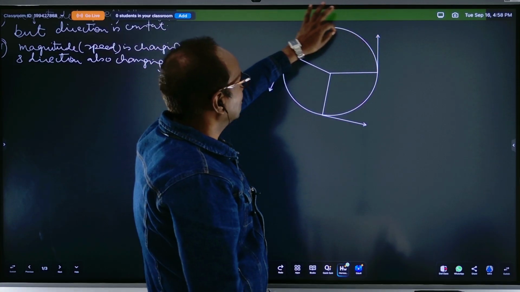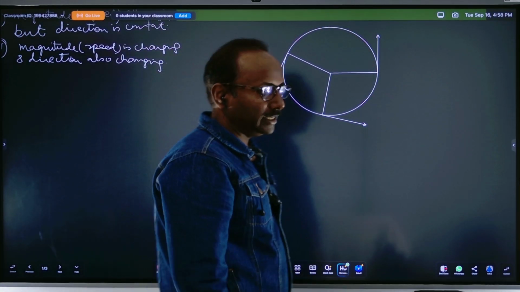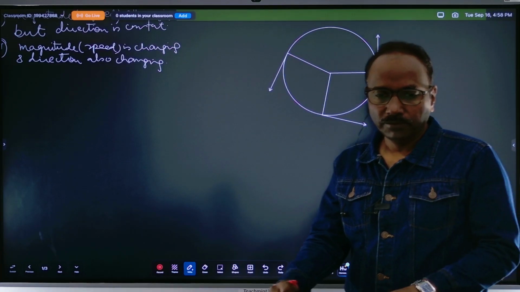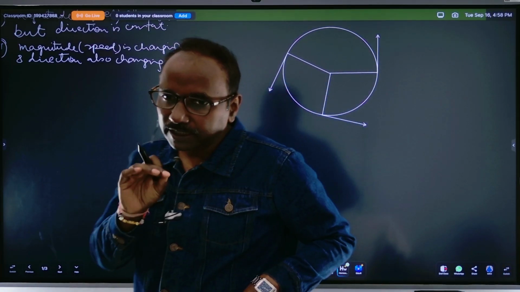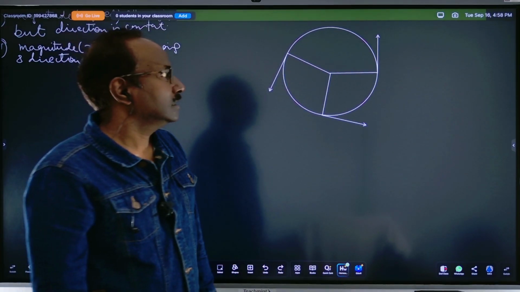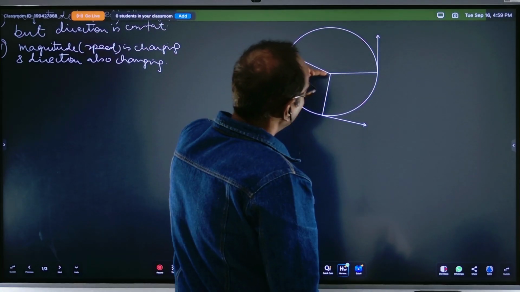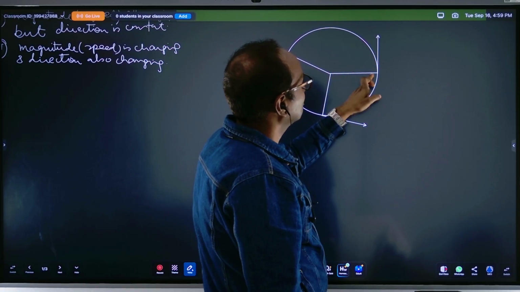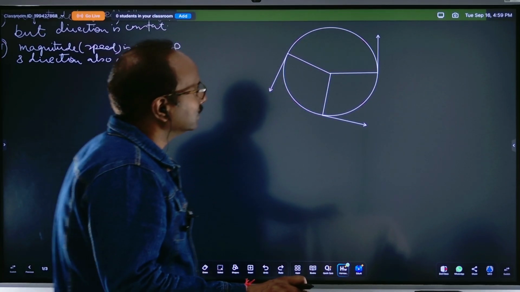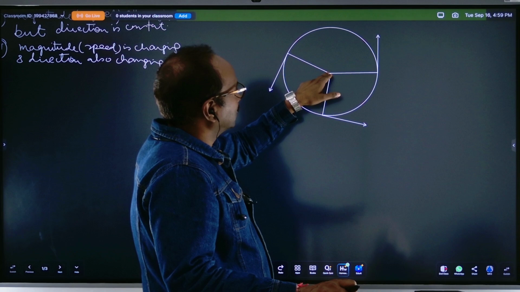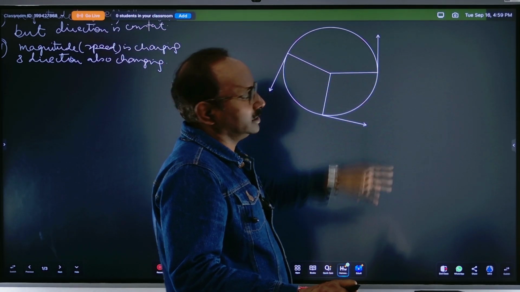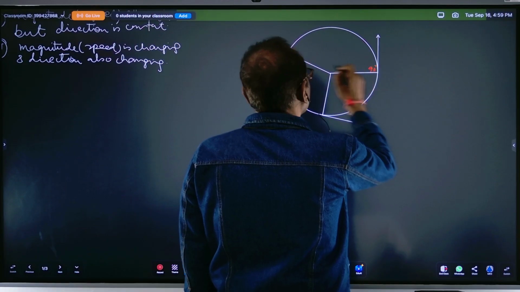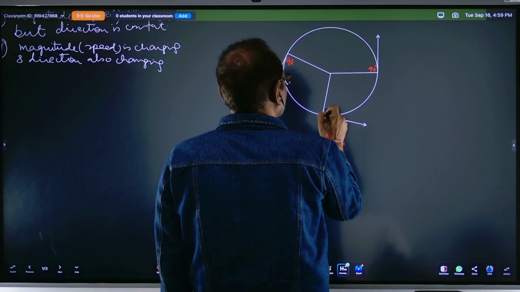So particle moving in this circular path at any point on the circular path, if you want to show the velocity of the particle, means instantaneous velocity at that instant, what you do, you draw a perpendicular to the line which is drawn from the center of the circle to that point. So this angle is your 90 degree, and this angle is your 90 degree.